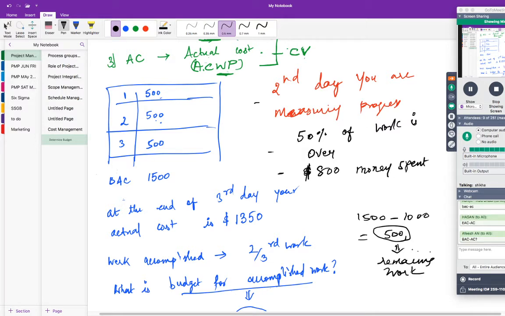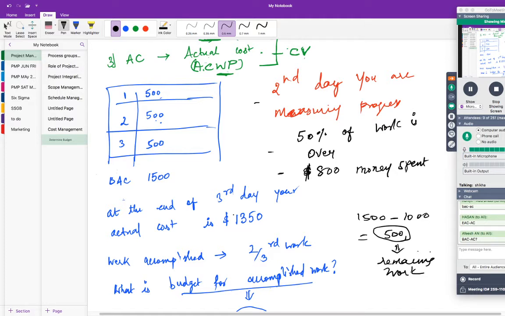BAC minus AC, ask Safish. Yes, absolutely. So why do we have to, we don't even know what EAC is, right? So what is remaining fund? The money which is already spent out of the total money, right? So from the total money, if you subtract the money spent, that's your remaining fund, correct? So in this case, how much money is remaining?